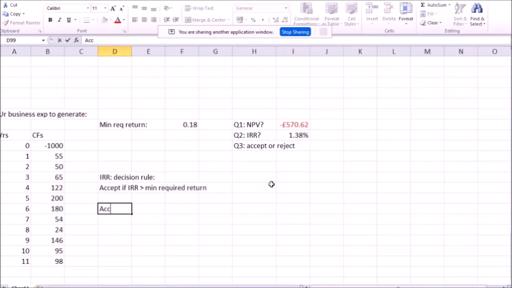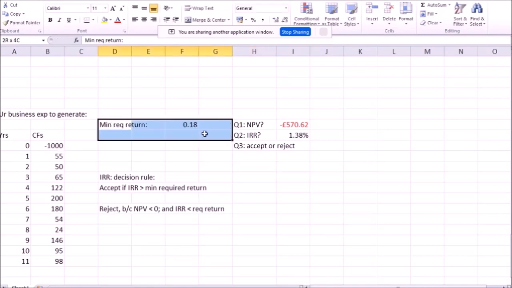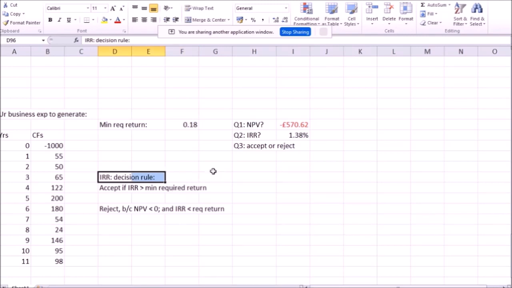Okay. Reject, because NPV is less than 0 and IRR is less than the required return. So for the IRR calculation, we don't need the required return. We need the required return for IRR to make a decision whether we accept or reject.